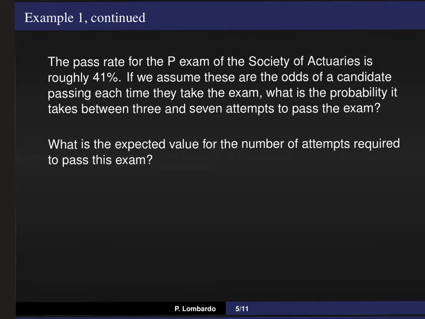Okay, so for the next example, I want to look into this. Same basic setup, but we're interested in what's the probability it takes between 3 and 7 attempts to pass this exam? So if we write this out, we still have x as being geometric with a parameter of 0.41, right? And then this, of course, implies that our q, our probability of failure, is 0.59. So what we're interested in finding here is the probability that our random variable x falls between 3 and 7.